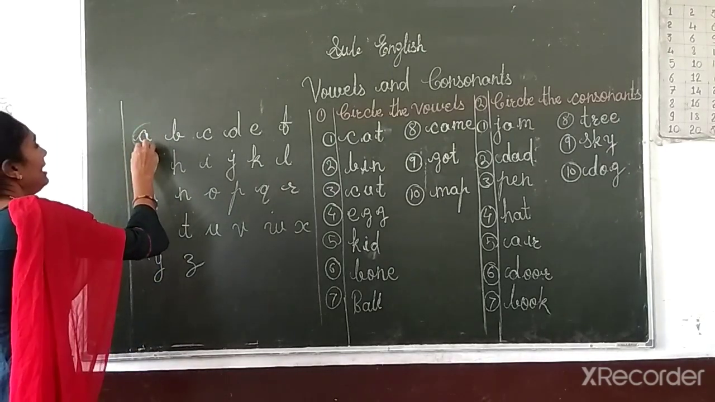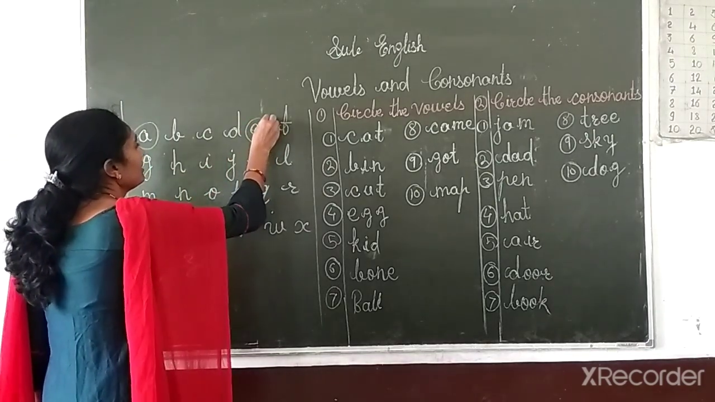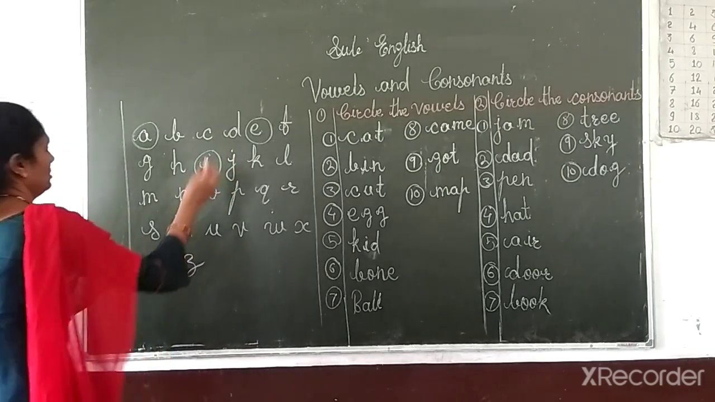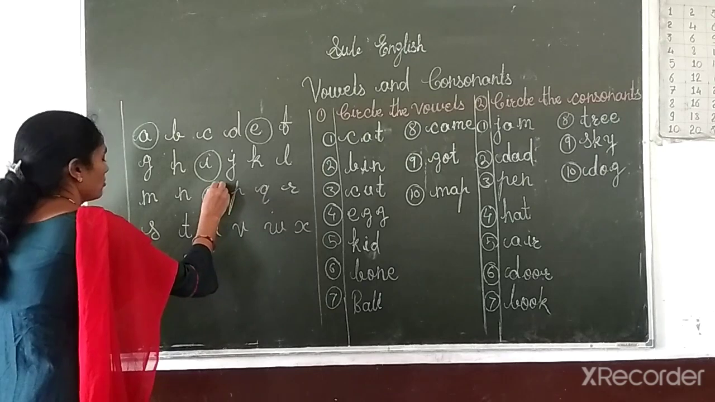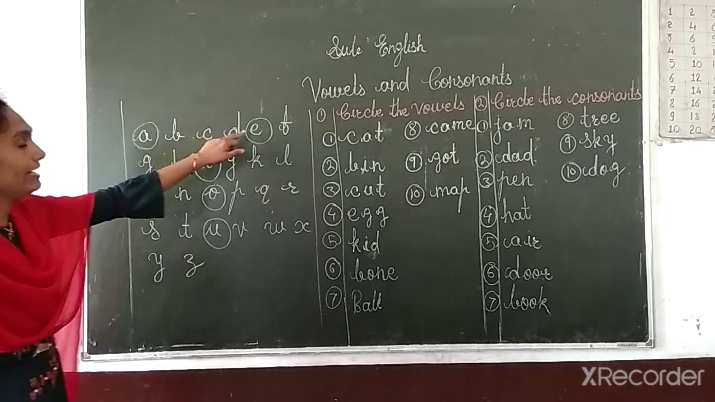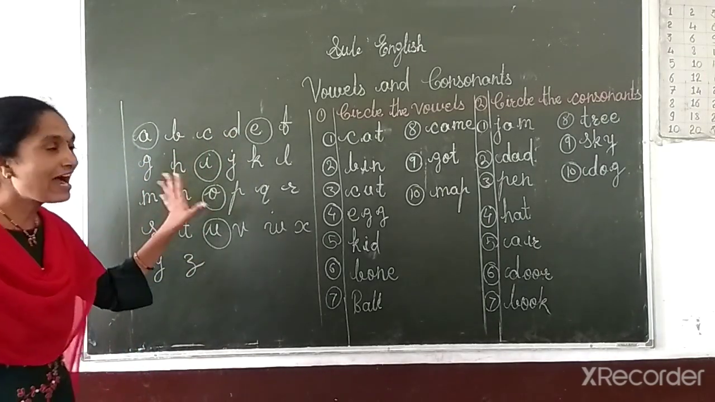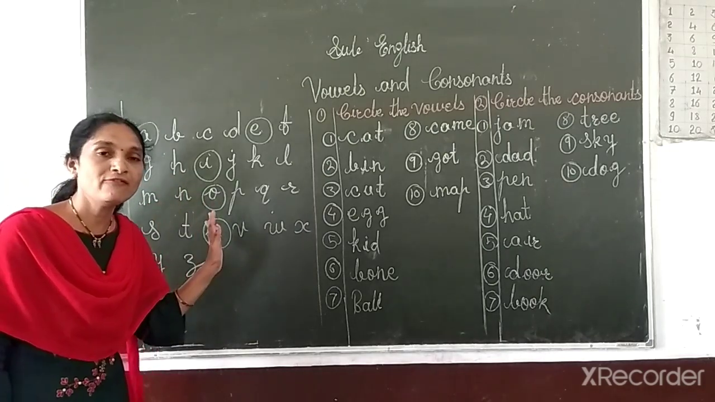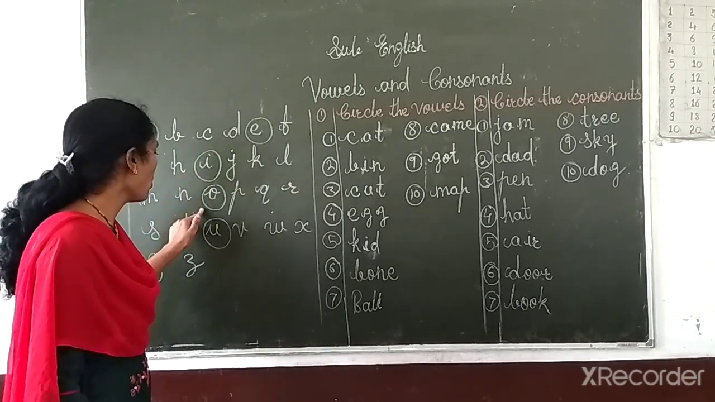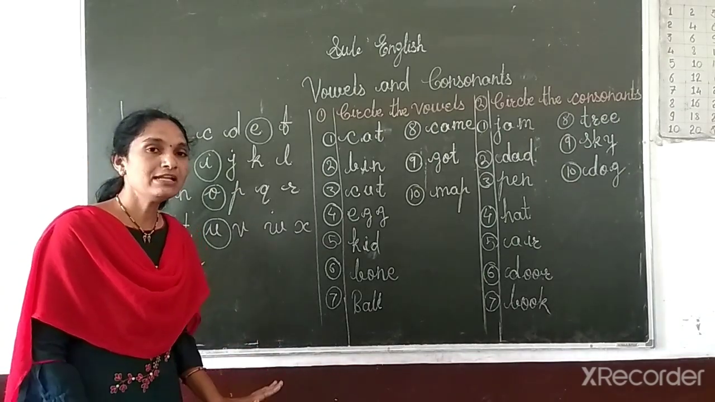Here is A, then E, then I, O, and U. So A, E, I, O, U. These five are known as vowel sounds. So which are the vowels? A, E, I, O, U. A, E, I, O, U are known as vowel sounds.